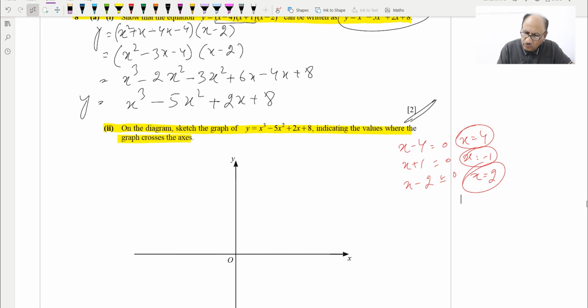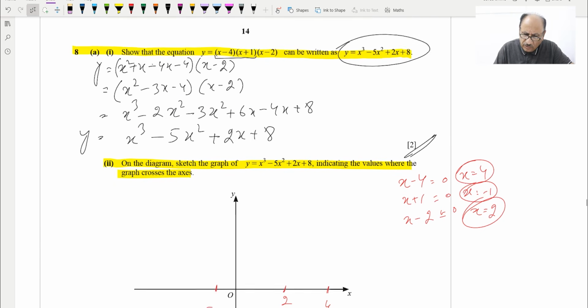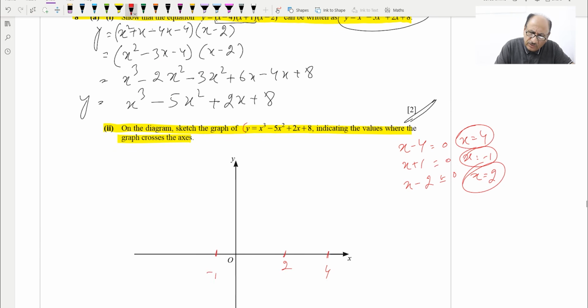So for example, if we are taking from here, it's 2 and this will be 4, and minus 1 we can take here. So these are 3 points. Then on the y-axis, when x is equal to 0, y will be equal to 8, and we can take this one as 0 and 8. This will be the point.